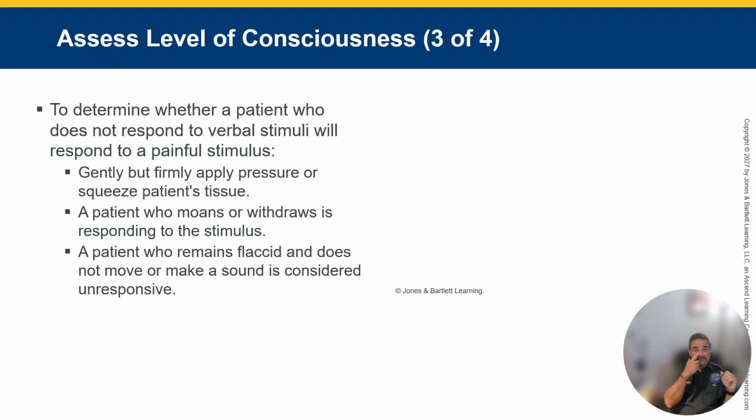All right, so determine whether a patient does not respond to verbal stimuli or gentle firm pressure, squeezing the patient's tissue. Just try to do it unnoticeably. A patient who moans or withdraws is responding to the stimulus, and they actually get points for that. A patient who remains flaccid and doesn't move is considered unresponsive. So we need to be assessing that. Here's an example.